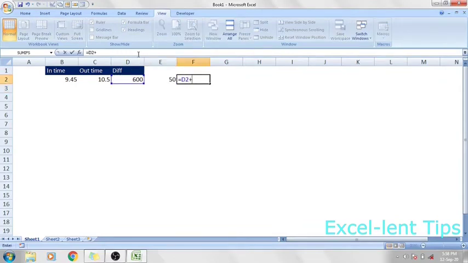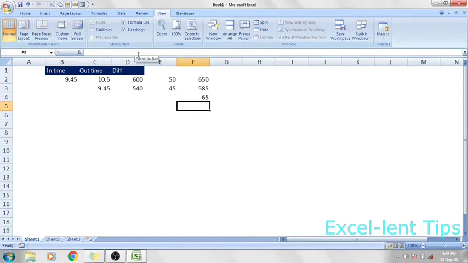So now add up both the values. And for 9.45 also I am calculating the same. So the difference between both the times is 65. So the difference between 9:45 and 10:05 is 1 hour 5 minutes. So that is 65. So now I am going to convert this 65 into hours.